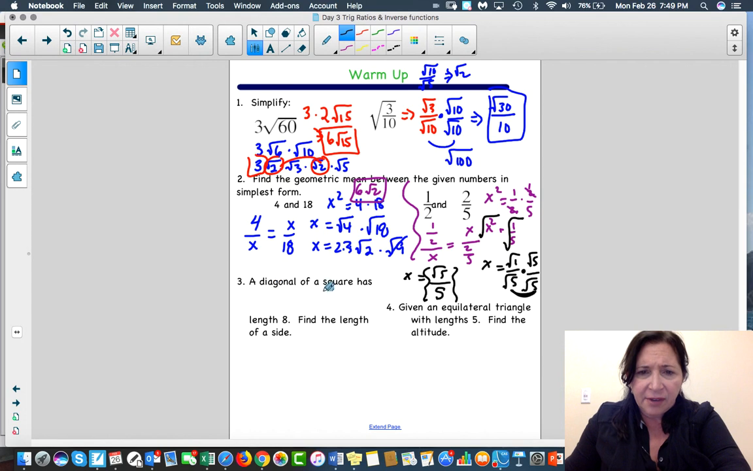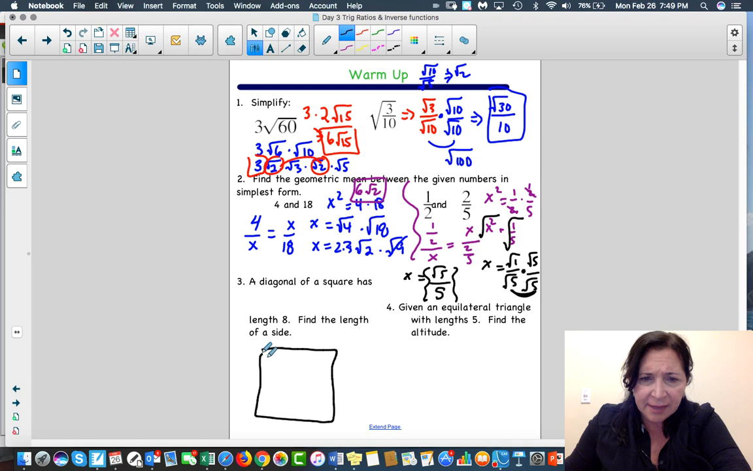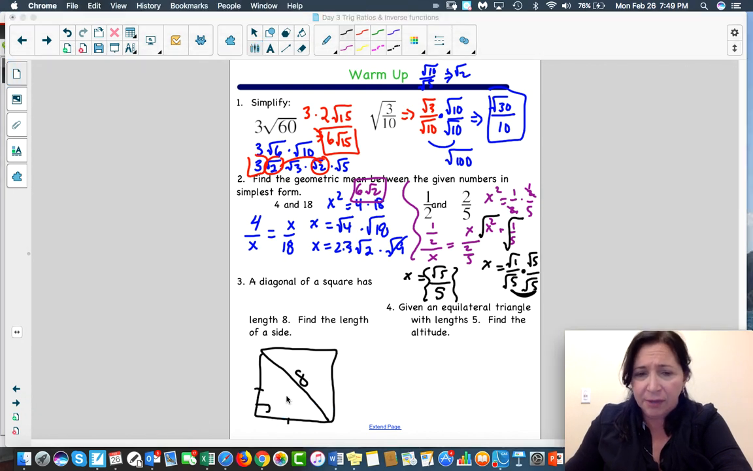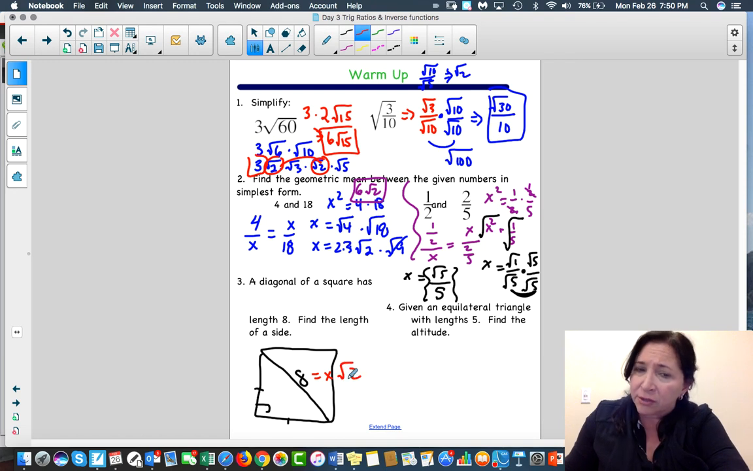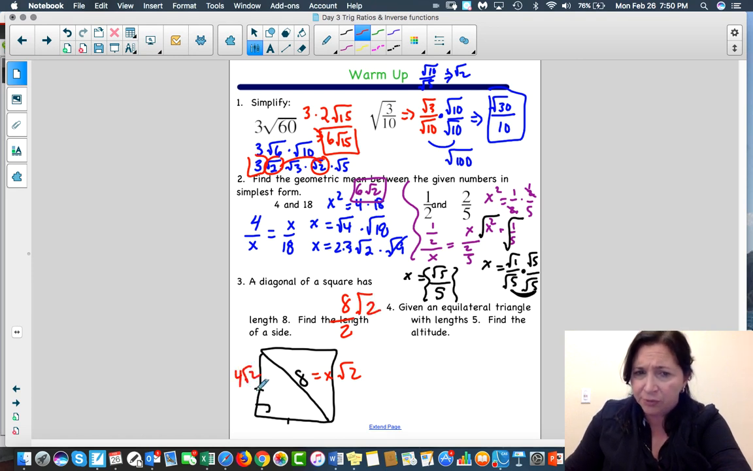This one says a diagonal of a square has length 8. So I'm going to draw in a square. It says it has length 8. So here's my diagonal right here. So there's 8. It's a square, so I know the sides are congruent, which means it's actually an isosceles right triangle. And remember the little trick we did on the previous slide, x root 2. So really what I could do is set this equal to x root 2. Or I could do the trick with this, which is take the number 8, divide by 2, multiply by root 2, and then my sides are going to be 4 root 2, both sides.